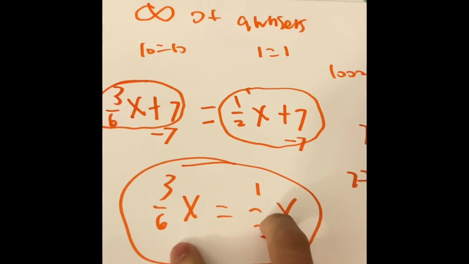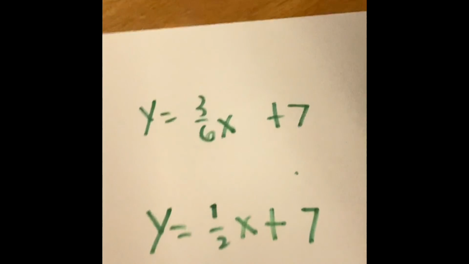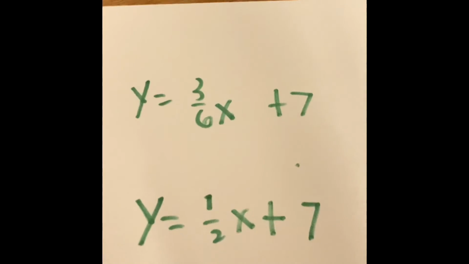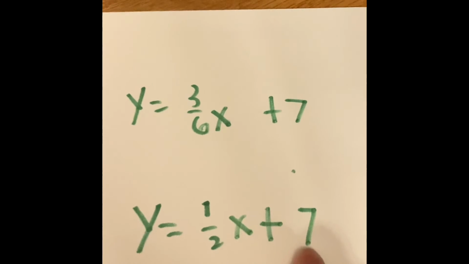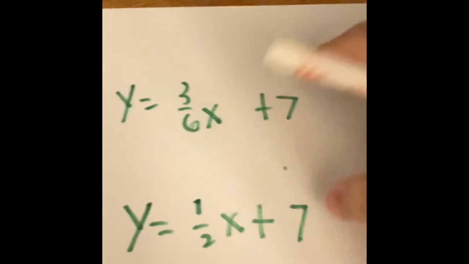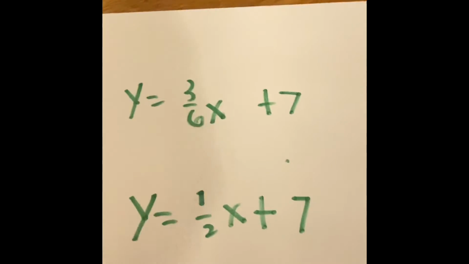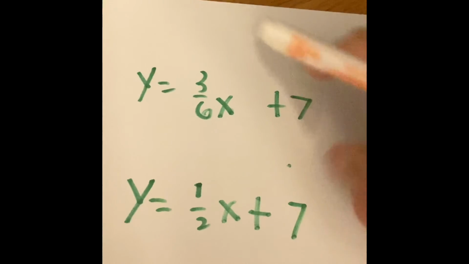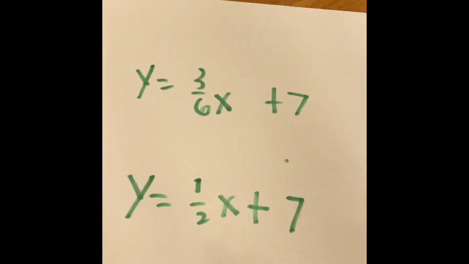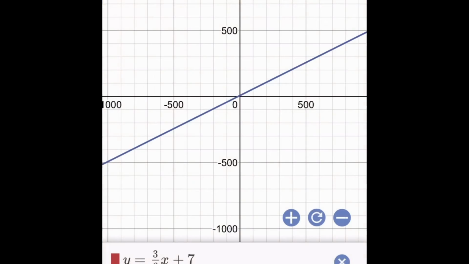You can quickly identify those kinds of problems and answers when you have the same slope and the same y-intercept or starting position. So these two are technically the same. And if you try to graph two of these equations, you will only get one giant slope.